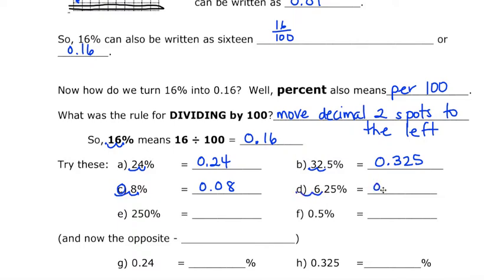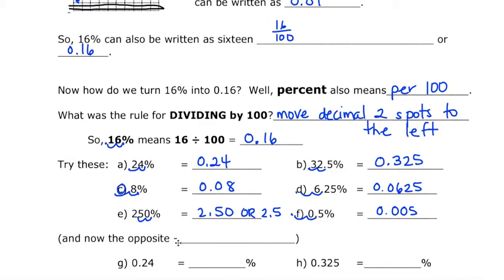So 0.0625. 250%, find that decimal place, move it 2 spots to the left, 2.50. You can keep the 0 at the end, or you could just write it as 2.5. Both of those answers would be acceptable. And lastly, 0.5%, find that decimal place, move it 2 spots to the left. We get 0.005.